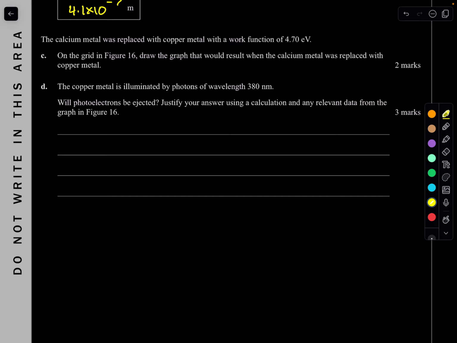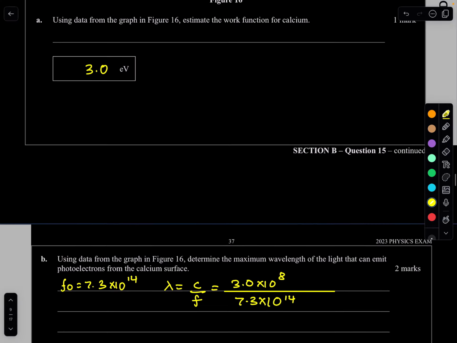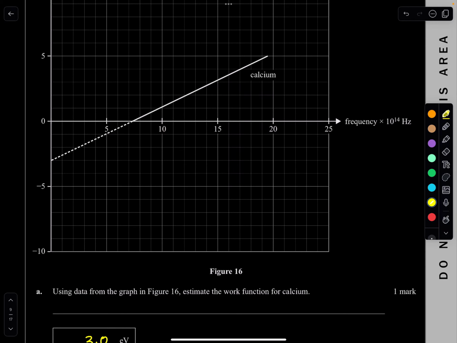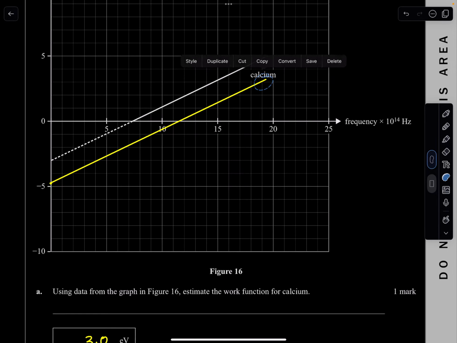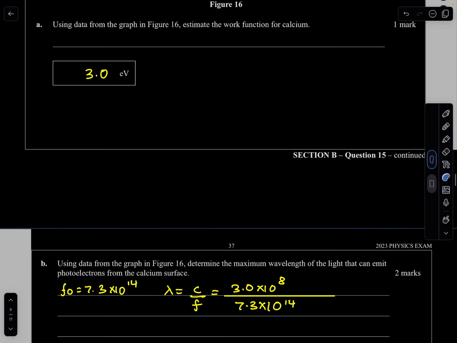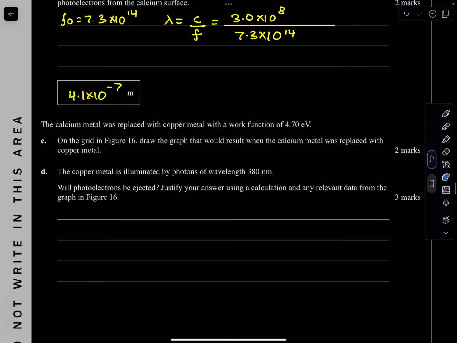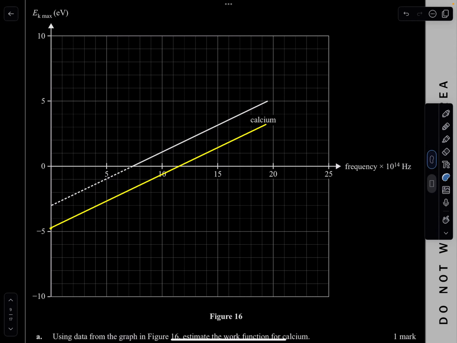The calcium metal was replaced with a copper metal with a work function of 4.7 electronvolts. On the grid in figure 16, draw the graph that would result if the calcium metal was replaced with copper metal. So it's 4.7 electronvolts, around here. It has the same gradient as your calcium, but is translated down so the y-intercept is 4.7. There we go, this is how it would look. This one is your copper metal. Beautiful.